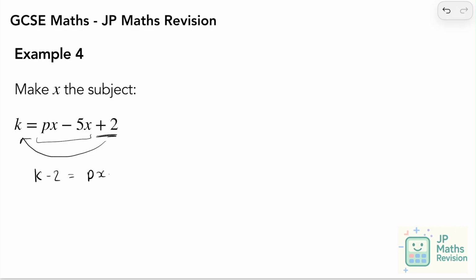equals px minus 5x. So now the x terms are together on one side, we're going to factor out x, so we have x bracket p minus 5, and this side stays the same. Now to get x by itself, we're going to divide both sides by p minus 5, so we end up with x equals k minus 2 over p minus 5.